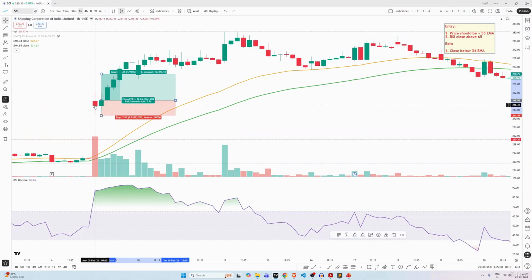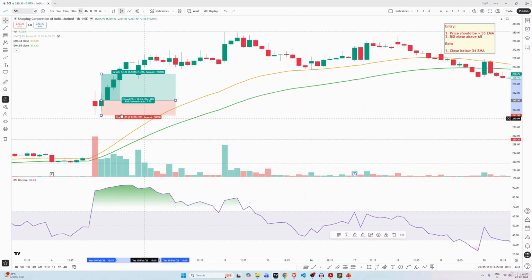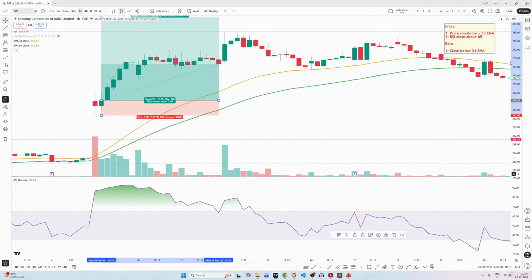So this low is 241.55. I could place my stop at 241.50. So let me do that. Now my stop is 2.8%, which is well within our requirement of less than 5%. So this is now a proper setup. I take my entry here and I stay in this trade till we have the exit condition met. The exit condition is either my stop loss is hit or the price closes below the 34 period EMA.